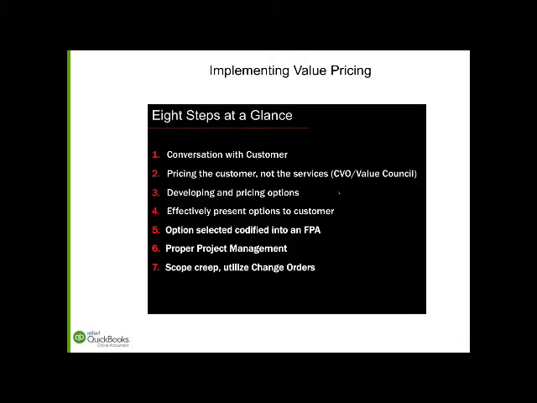And then we'll also talk about the 7th step, which is scope creep, and sometimes there's another issue called scope seep, which is SEEP, and we'll talk about the process of change requests, and then of course change orders. And the last step in the 8-step process is conducting a pricing after action review.